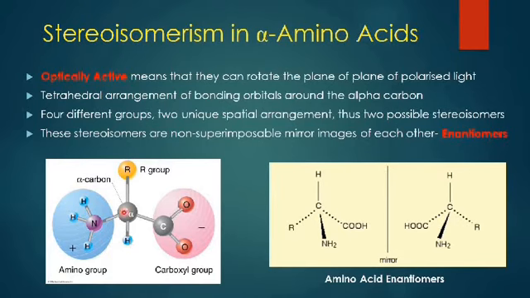There is a tetrahedral arrangement of bonding orbitals around the alpha carbon. There are 4 different groups attached to the alpha carbon, and hence 2 unique spatial arrangements are possible around the alpha carbon, and hence there are 2 possible stereoisomers. These stereoisomers are non-superimposable mirror images of each other, and hence are known as enantiomers.